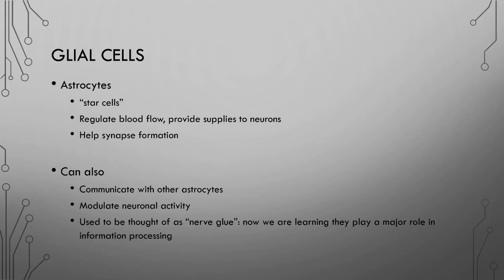The last type of glial cell is an astrocyte. These are star-shaped cells, and they help to regulate blood flow, and they provide critical supplies to neurons. But astrocytes have recently been in the spotlight for their role in information processing. They can communicate with other astrocytes, and they have been shown to actually modulate neural activity. So they're actually much more than the nerve glue that people have said in the past.